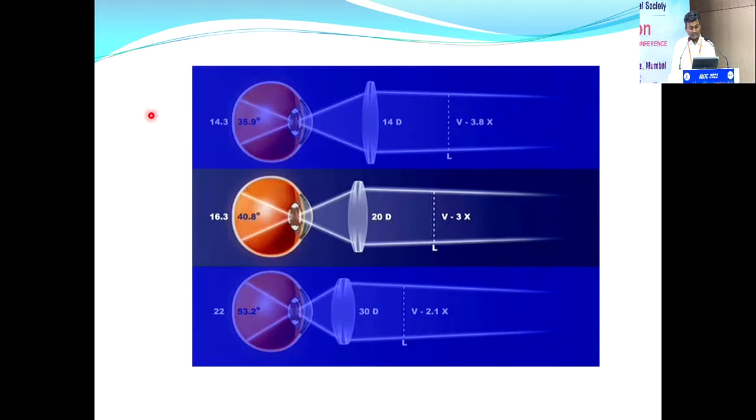These are the various lenses which you can use. The 14 diopter gives a magnification of 3.8 times. The 20 diopter gives a magnification of 3 times, and the 30 diopter gives a magnification of 2.1 times.